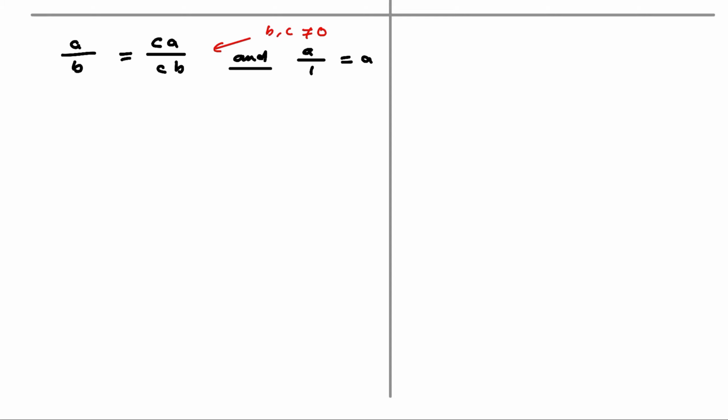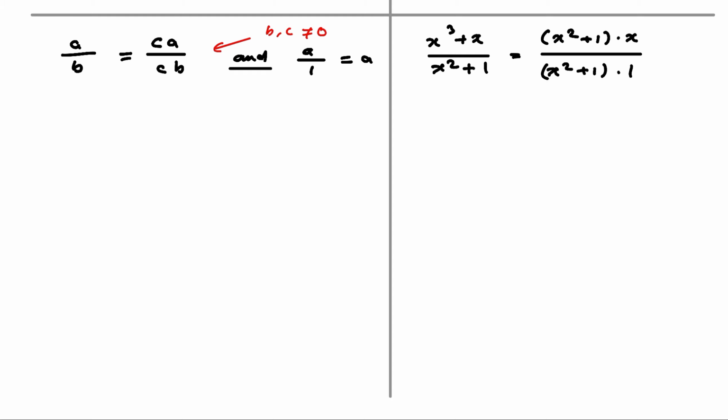So just as an example, let's do x cubed plus x divided by x squared plus 1. Can I simplify this a little bit? So first of all, let's write this as x times x squared plus 1, factoring out an x. And the bottom is exactly that, if you notice. This is x squared plus 1 times 1, if you want to really labour the point.